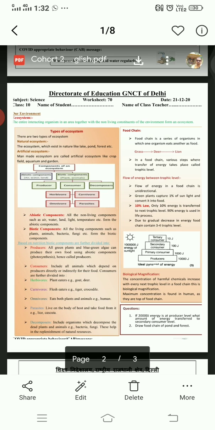Draw the food chain of a pond and forest. You take the example of a pond. You think what kind of organisms are found in a pond and forest. The forest food chain is also seen here. So you can take the example of grass, deer, lion. So you can write down the answer of both.